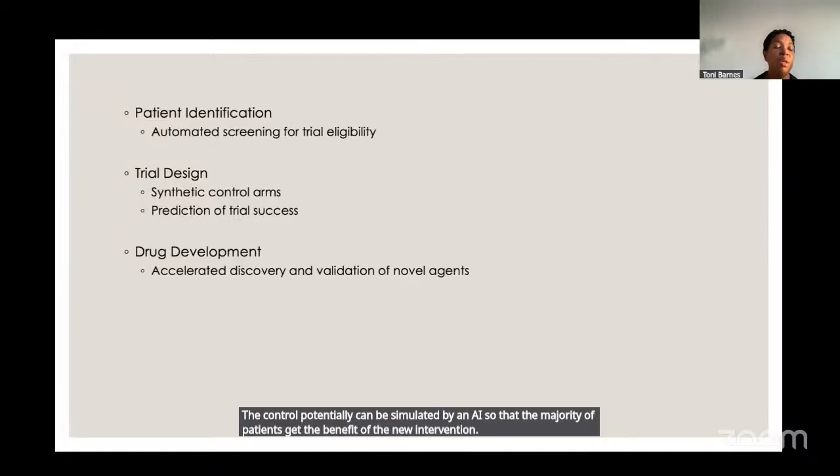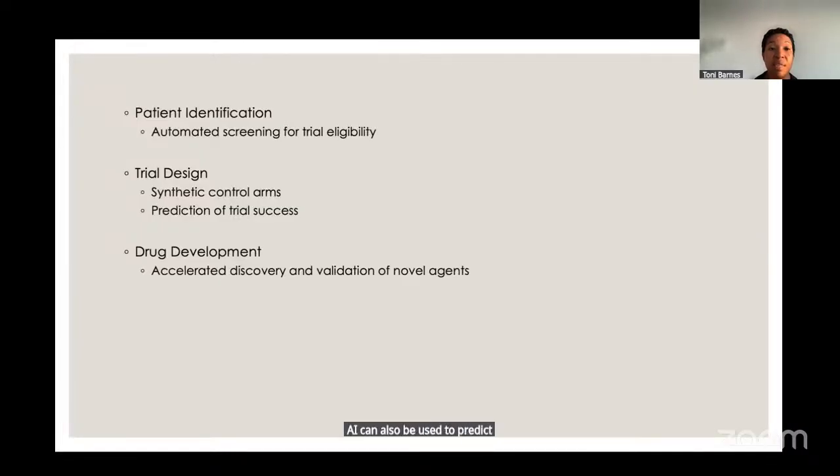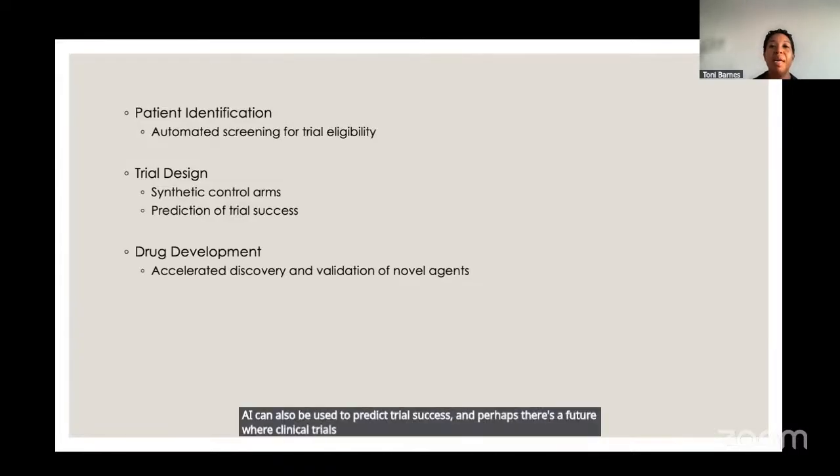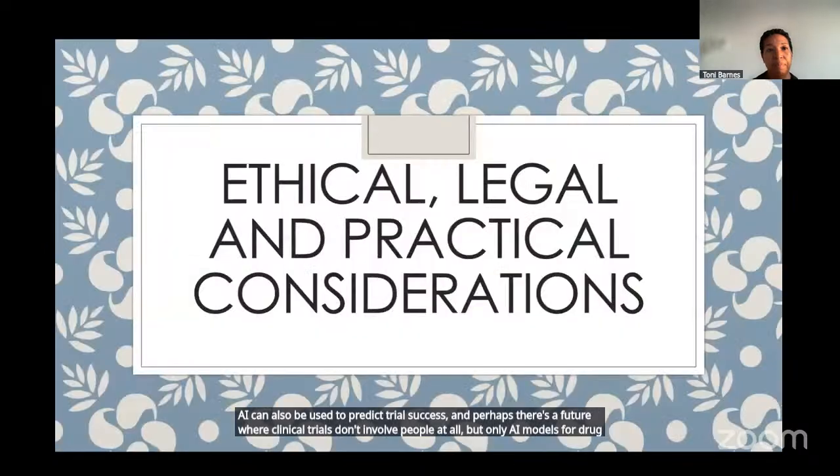AI can also be used to predict trial success, and perhaps there is a future where clinical trials don't involve people at all, but only AI models for drug development.